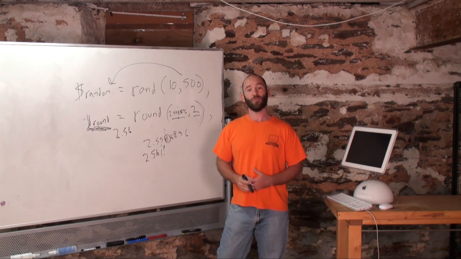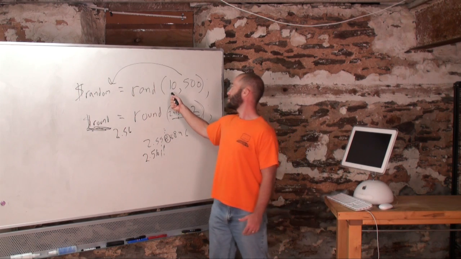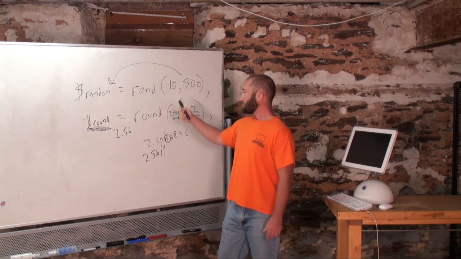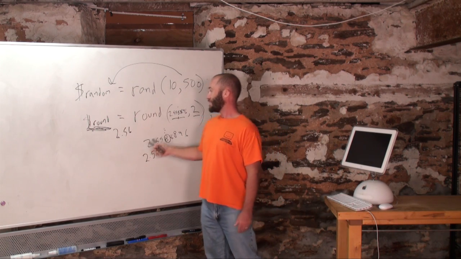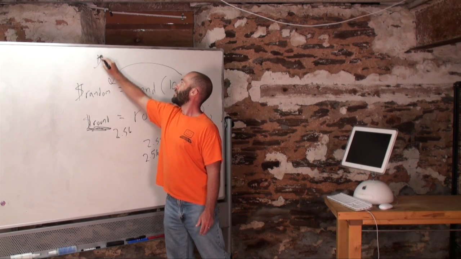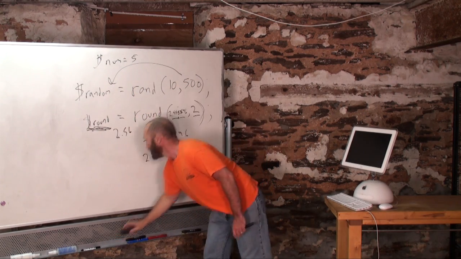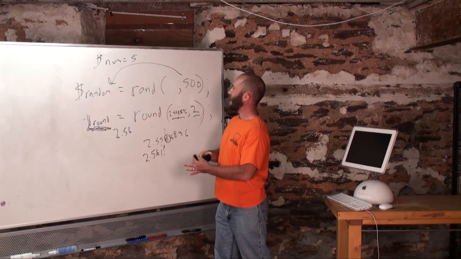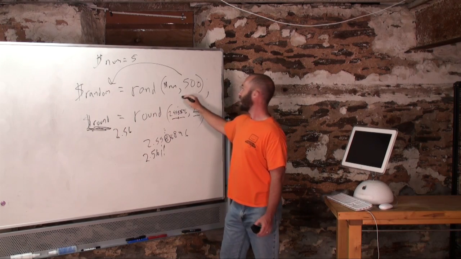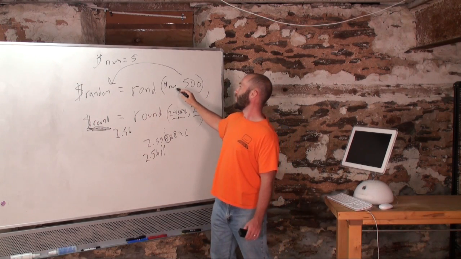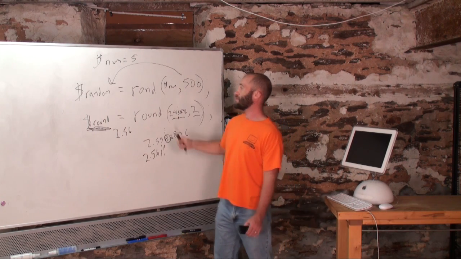Again, one of the things with PHP, whenever you're dealing with numbers, is you can also substitute these with variables. So let's say you make $num equals 5. With this random, you could have $num, one variable, comma 500. So it would be between the value of this variable and 500. I hope that makes sense.